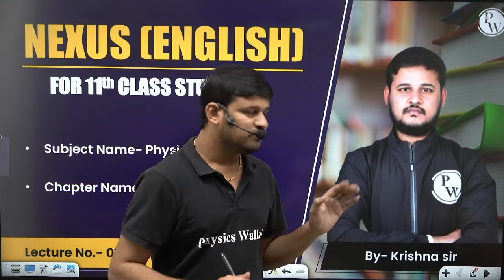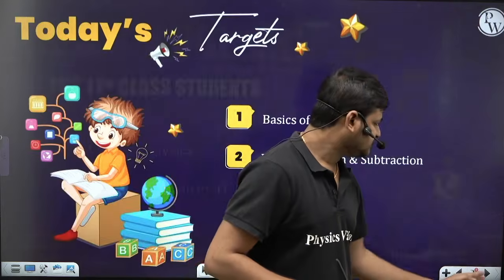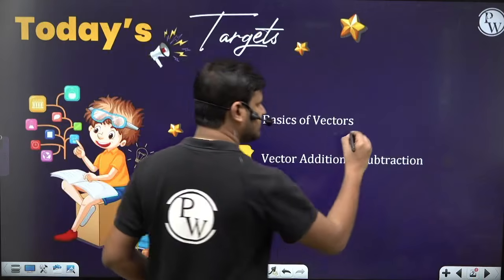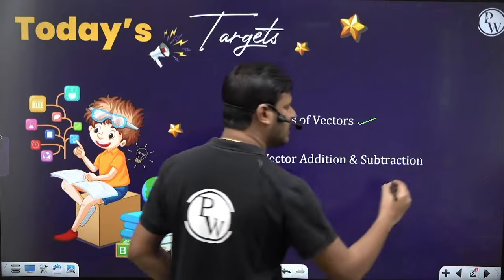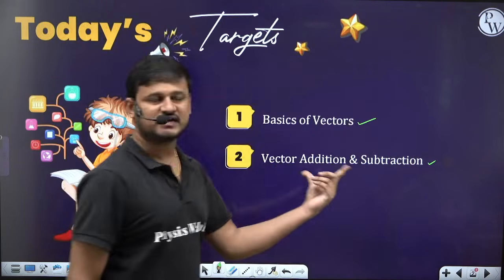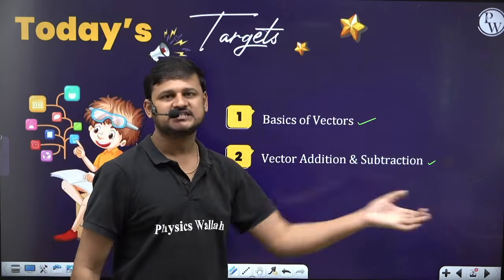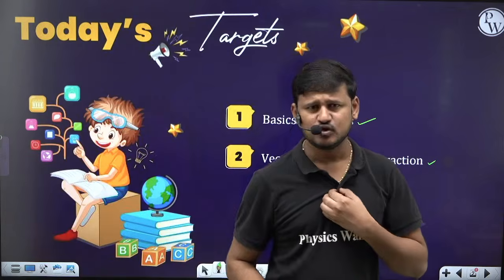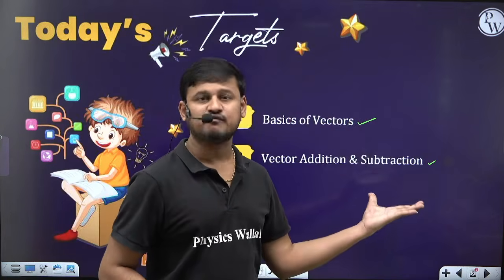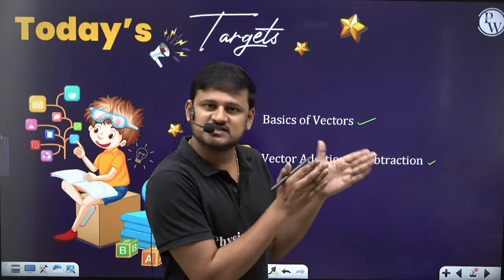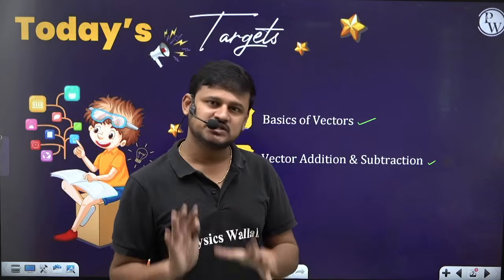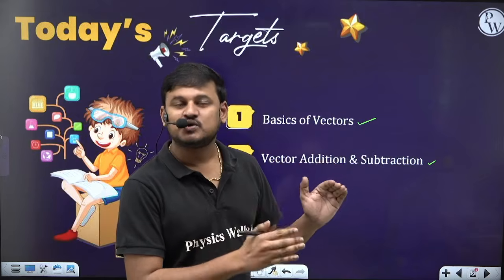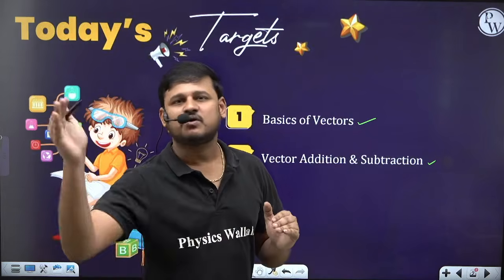That's why in the first session of motion in a plane, we are going to just see the basics of vectors and how we add and subtract vectors, that is vector addition and subtraction. This is very important for every other chapter. It's like a prerequisite of physics. Like how basic maths is a prerequisite for physics, in the same way vectors are also a prerequisite to study every other chapter of physics.